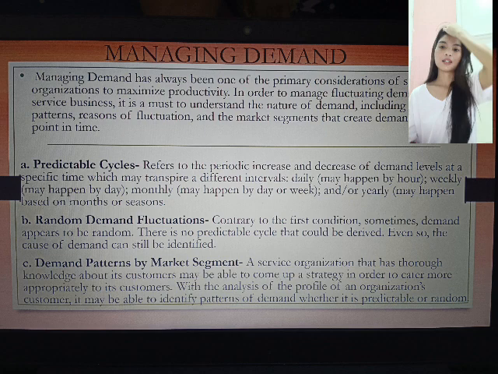Then the next one is demand patterns by market segment. A service organization that has thorough knowledge about its customers may be able to come up with a strategy in order to cater more appropriately to its customers. With the analysis of the profile of an organization's customers, it may be able to identify patterns of demand, whether it is predictable or random.